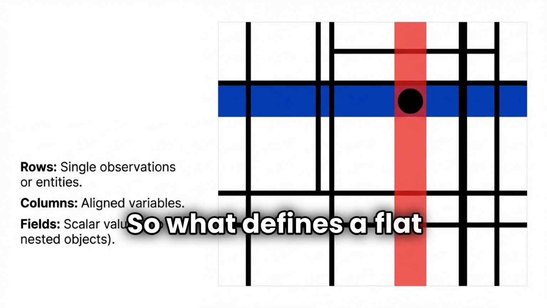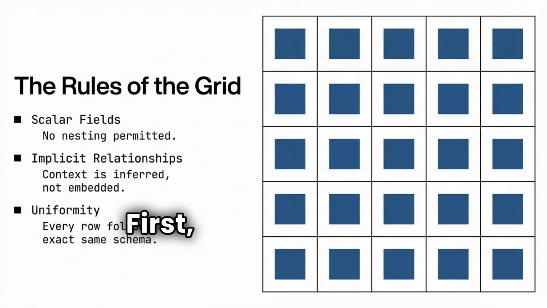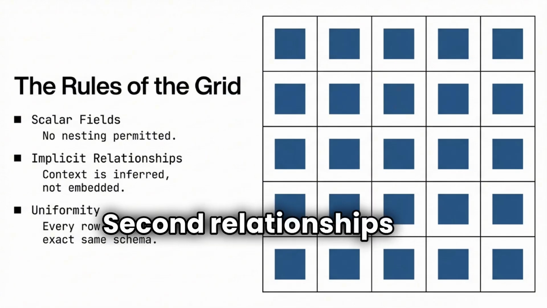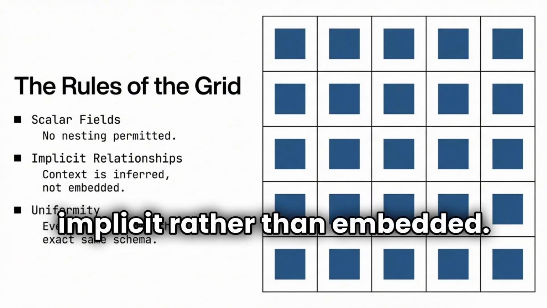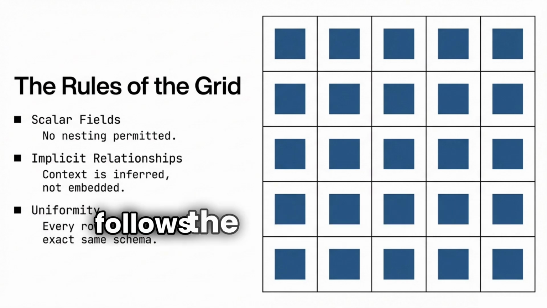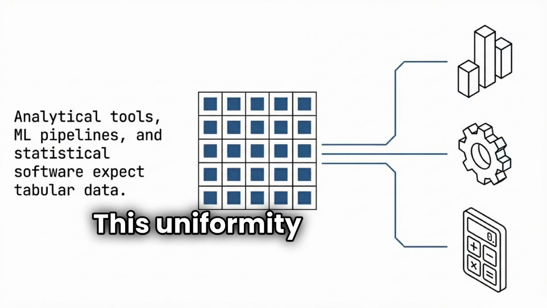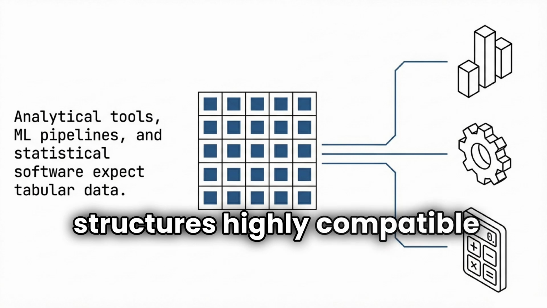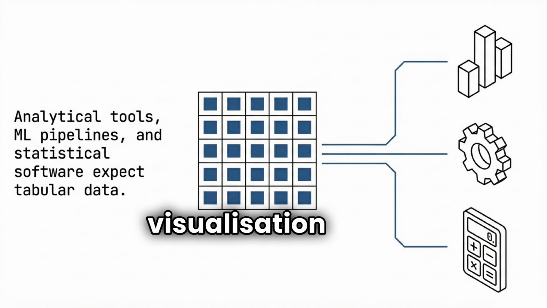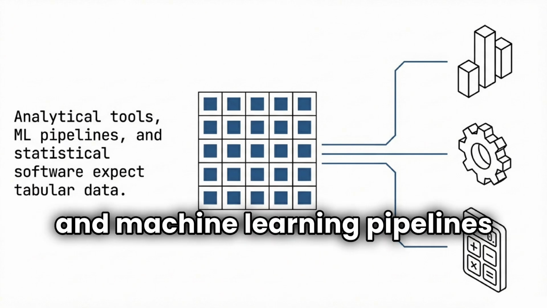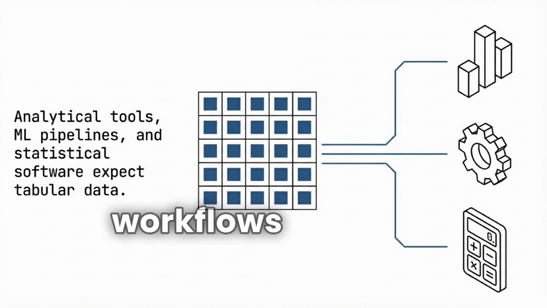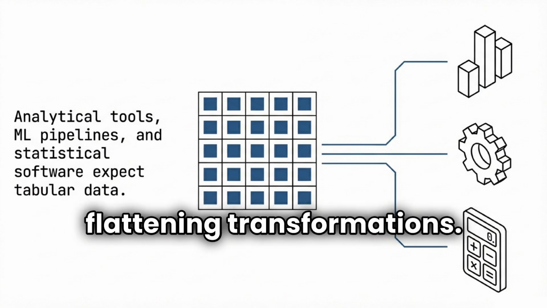So what defines a flat structure technically? First, fields are scalar rather than nested. Second, relationships are implicit rather than embedded. Third, records are uniform, meaning each row follows the same schema. This uniformity makes flat structures highly compatible with analytical tools. Most statistical software, visualization tools, and machine learning pipelines expect flat, tabular data. This is why so many data workflows end with flattening transformations.